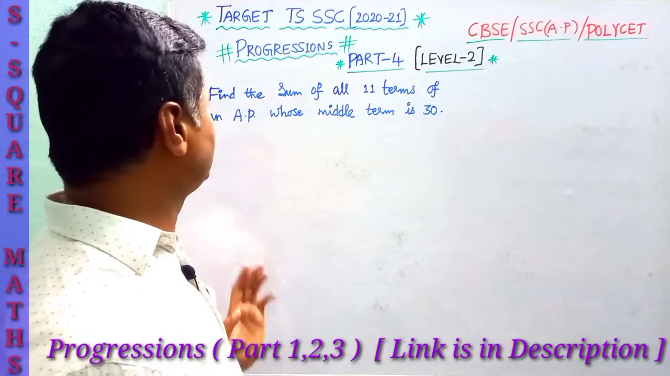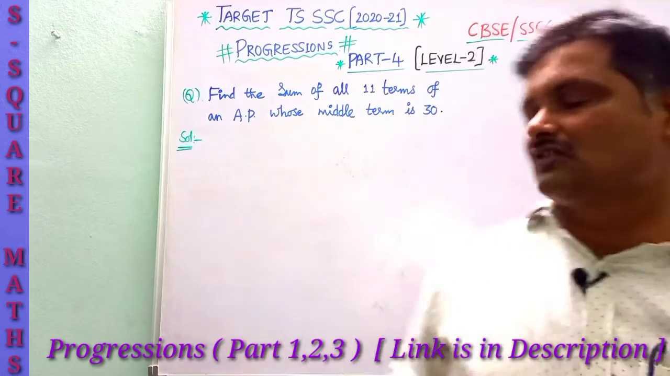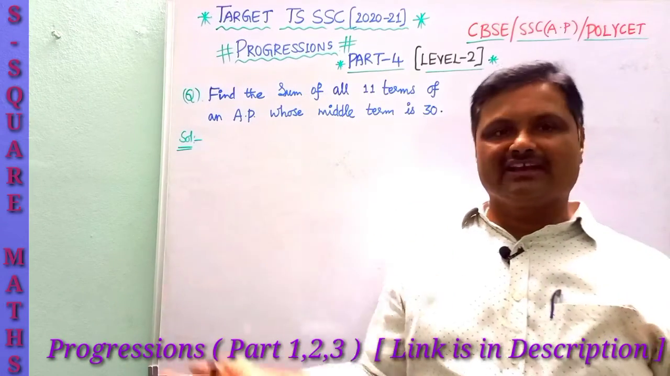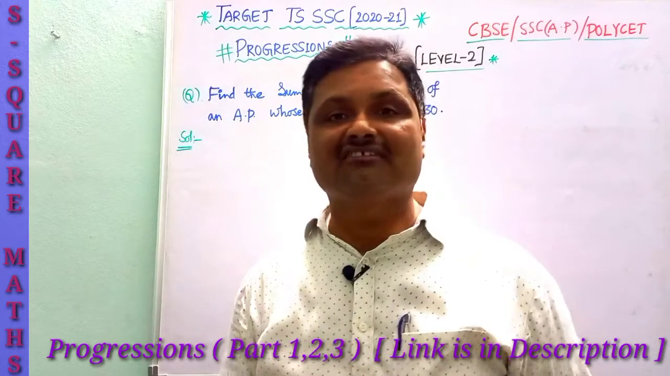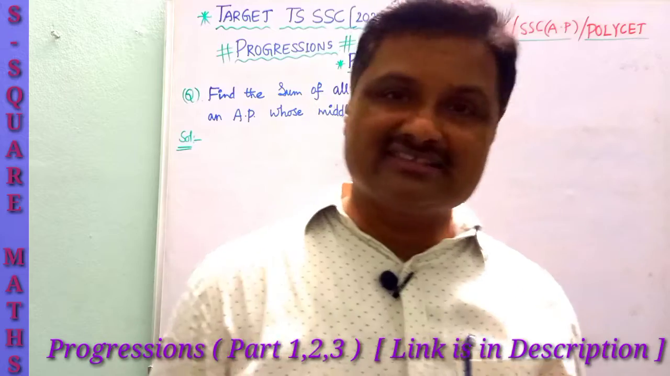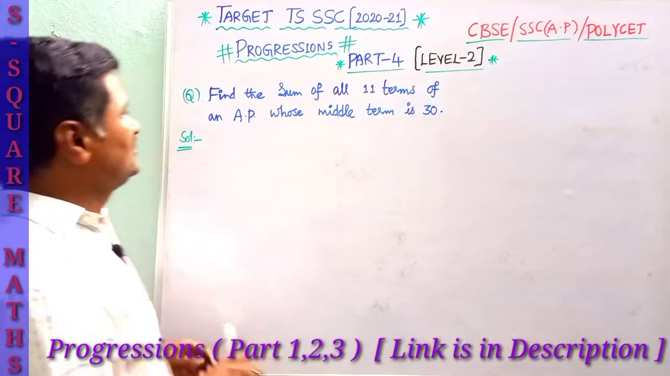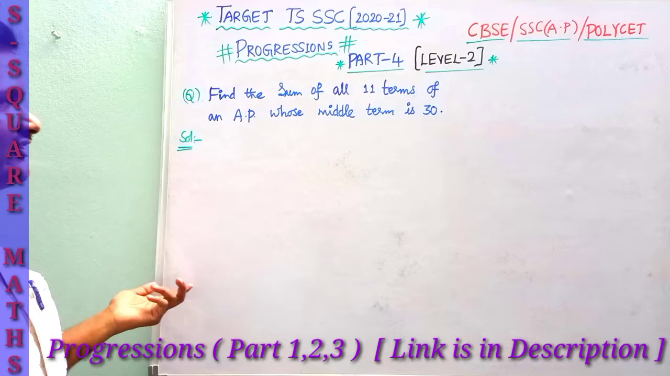Find the sum of all 11 terms of an AP whose middle term is 30. By seeing the question you will get confused here with the different condition. That's why it is treated as level 2. It is also most important for competitive examinations. Let us start now. The given progression is an AP, nothing but arithmetic progression.